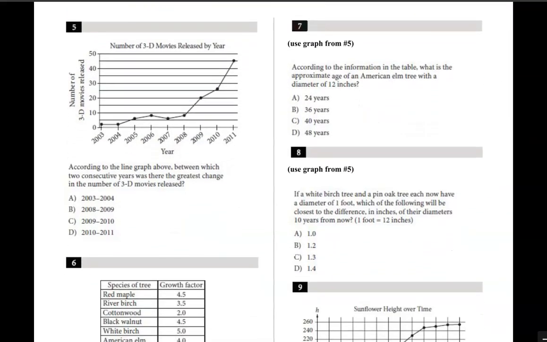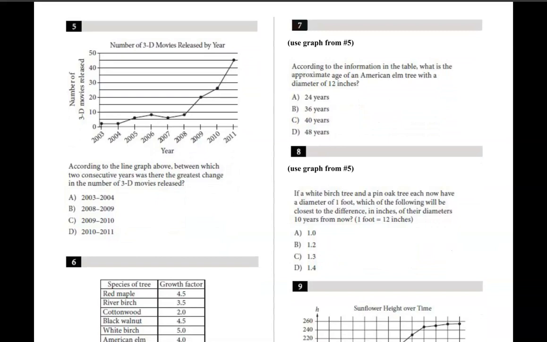All right, moving on to number 5. The number of 3D movies released by year. According to the line graph above, between which two consecutive years? All right, so that's back to back. We want the greatest change. So looks like the biggest change to me on this graph is right there, this portion.